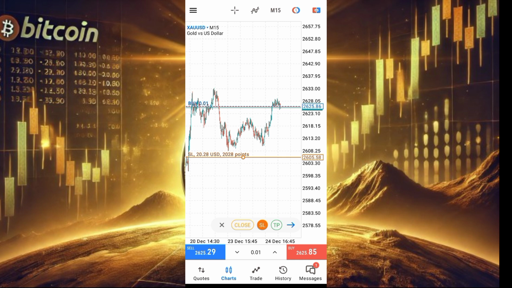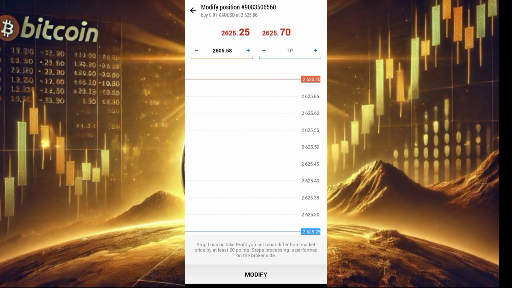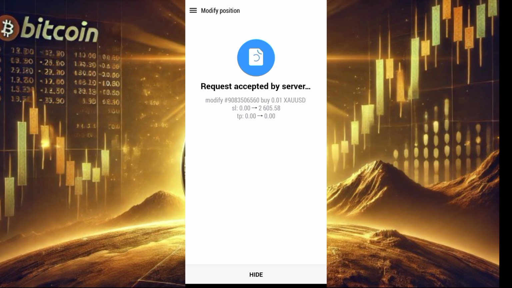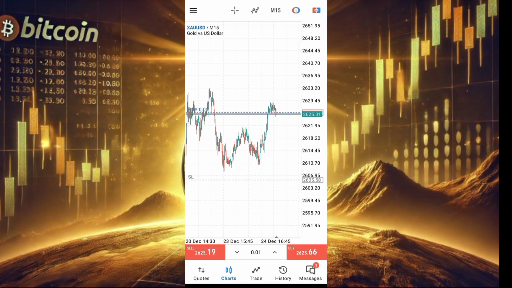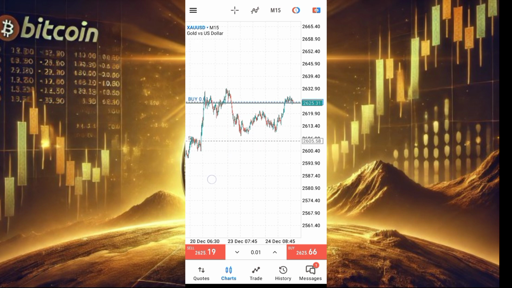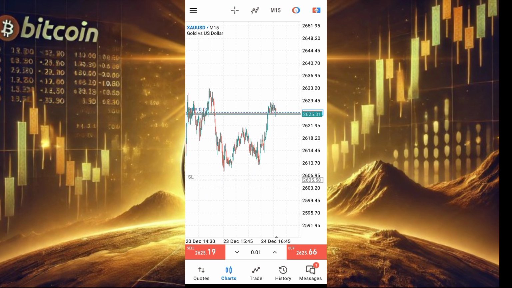After you've done this, you click on this arrow right here. Once you click on it, just click on modify, and then it is done. As you can see right now, there's a line right there. Now this is your SL. Whenever the market comes to this level, the market would automatically take you out.